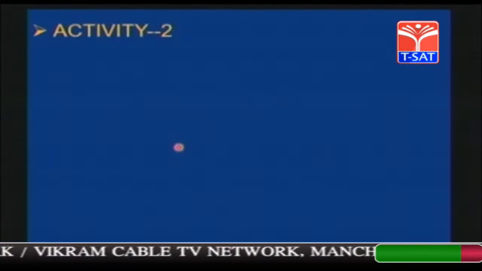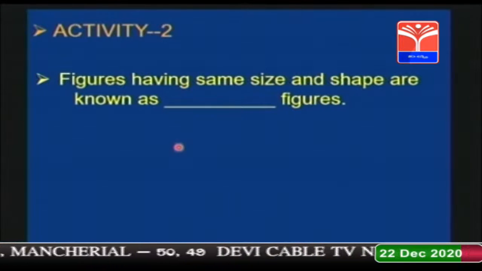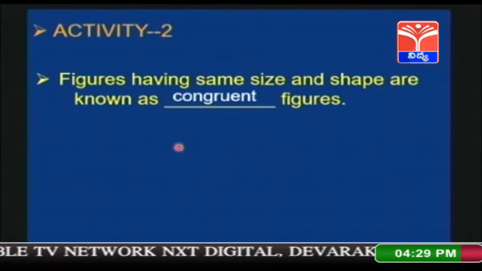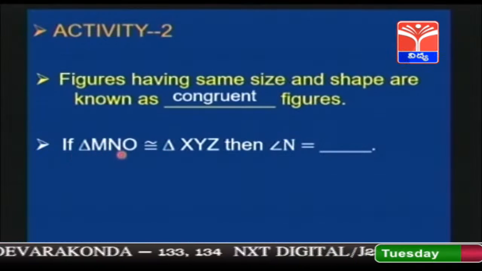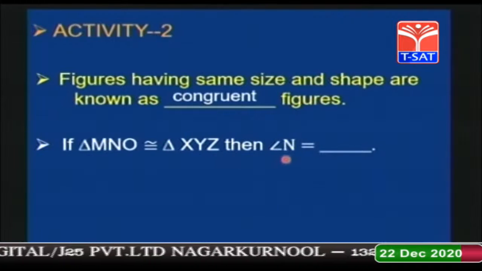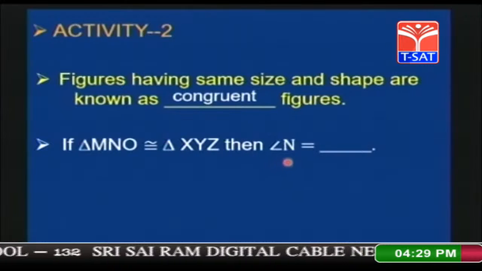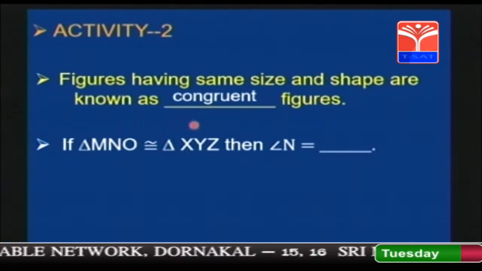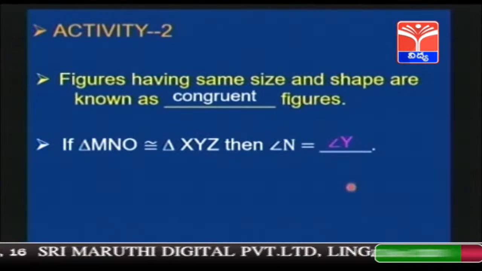Now see the second activity. Figures having the same size and the same shape are known as dash figures. Yes, congruent figures. Now, if triangle MNO is congruent to triangle XYZ, then angle N is equal to what? So what is the corresponding angle of angle N? Now observe, students, angle N corresponds to Y. So angle N is equal to angle Y.